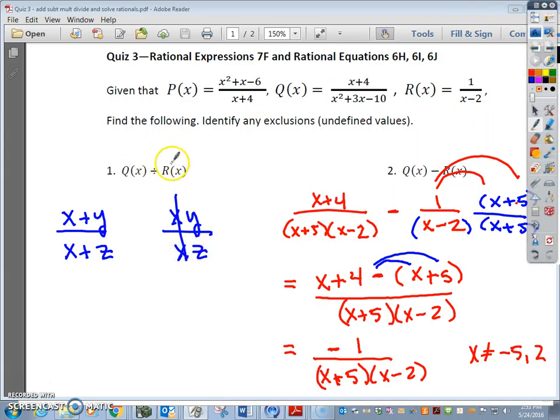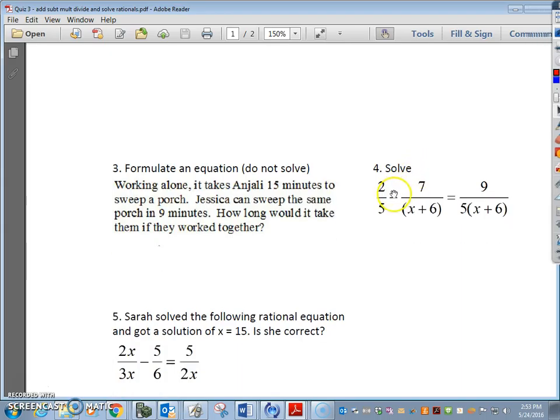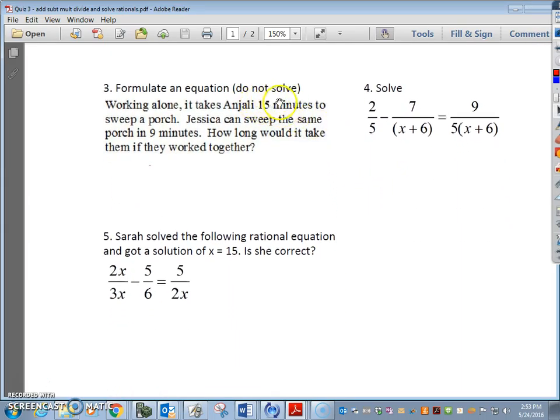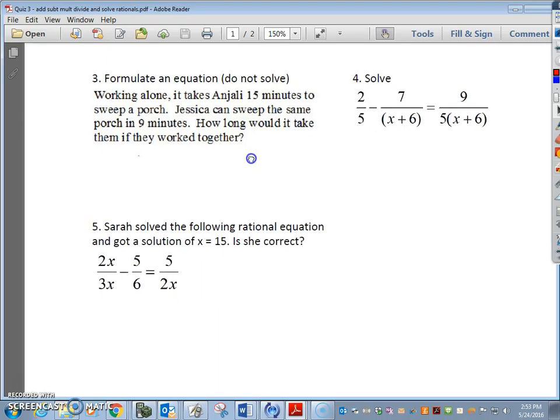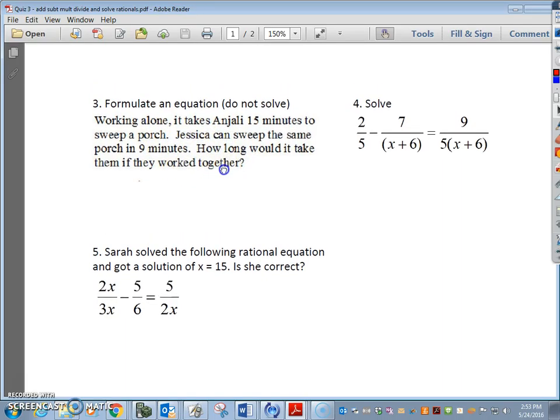All right, so those are the first two: add, subtract, multiply, and divide rational expressions. Now, the bottom part, this one says formulate an equation, do not solve it. So this one is the work equations. Working alone, it takes Anjali 15 minutes to sweep a porch. Angela can sweep the same porch in 9 minutes. How long would it take if they work together?